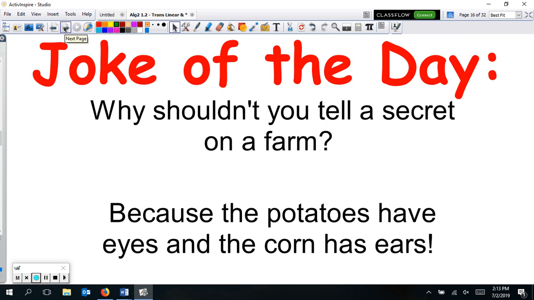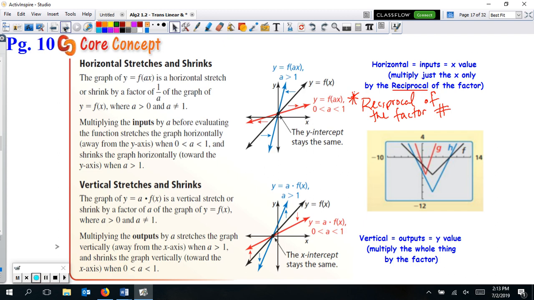Okay, moving on to stretching and shrinking. So stretching and shrinking are our last 2. So remember, there's the translations, that's moving left or right, the h and k. There's the reflections, which is multiplying by a negative. And now we're going to see stretching and shrinking. So now we're going to see multiplying by some number. And that number could be greater than 1, or it could be between 0 and 1.